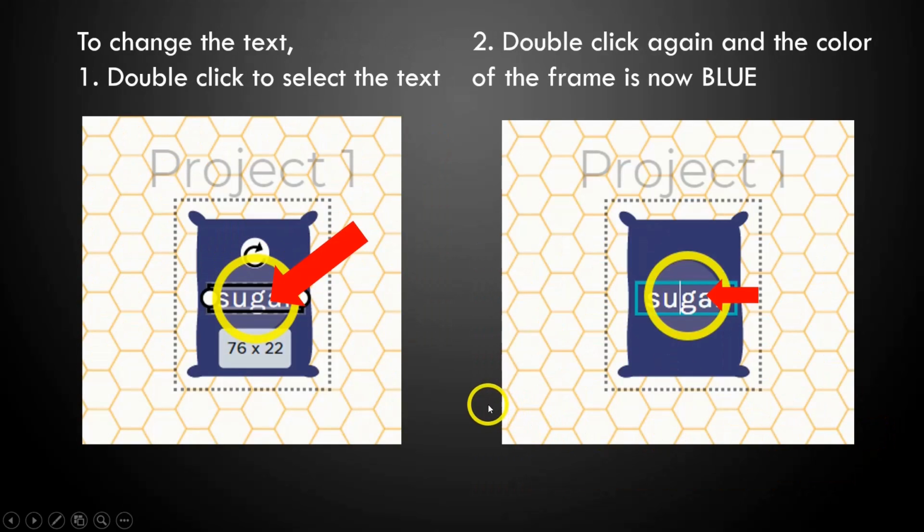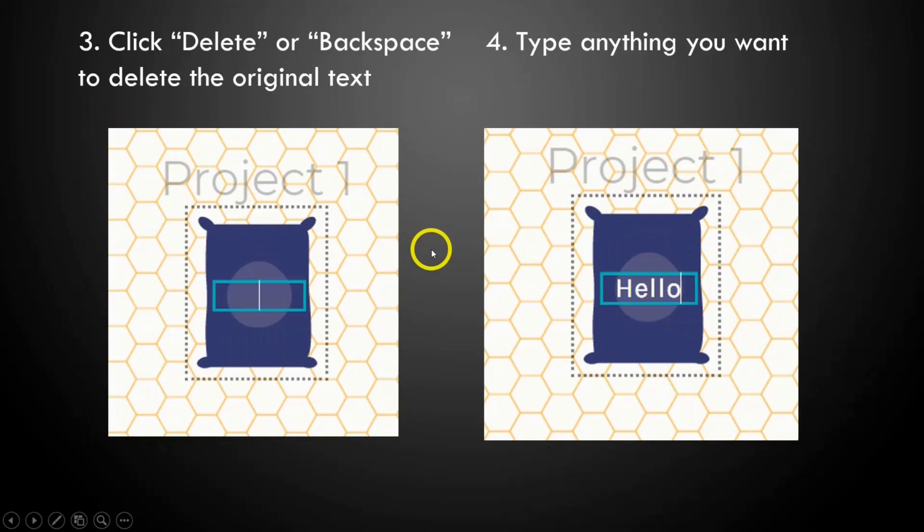To change the text in the text frame, double-click to select text, and double-click again. Then you'll see the color of the frame around the text turns into blue. Just press Delete or Backspace to delete the original text. Then type anything you want, and the text frame is now changed.